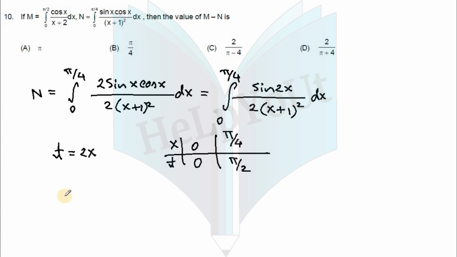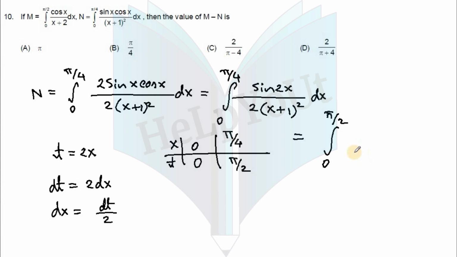And what about the part inside here? So dt equals 2 times dx. That is dx equals dt by 2. I'm going to put that here. So now I am changing from x to t, so it will be from 0 to pi by 2. Then sin t goes here, and 2 times x was t by 2. T by 2 plus 1 square, and dx was dt by 2.